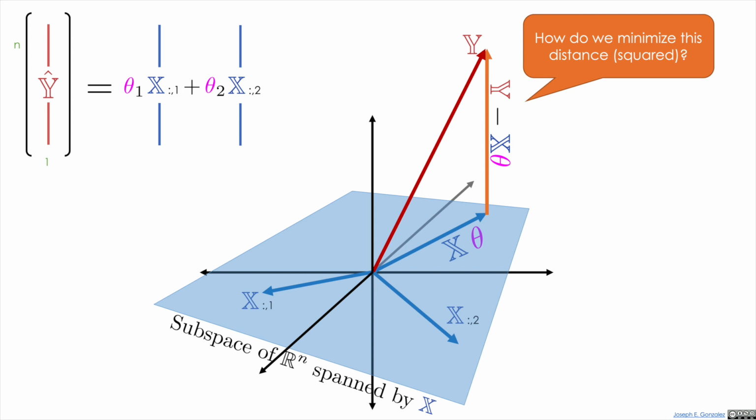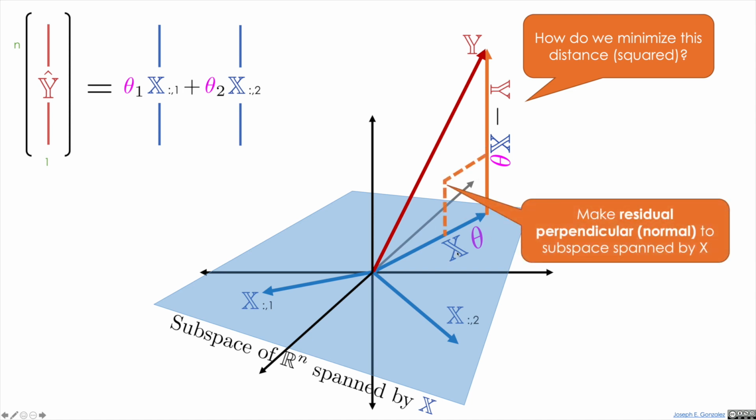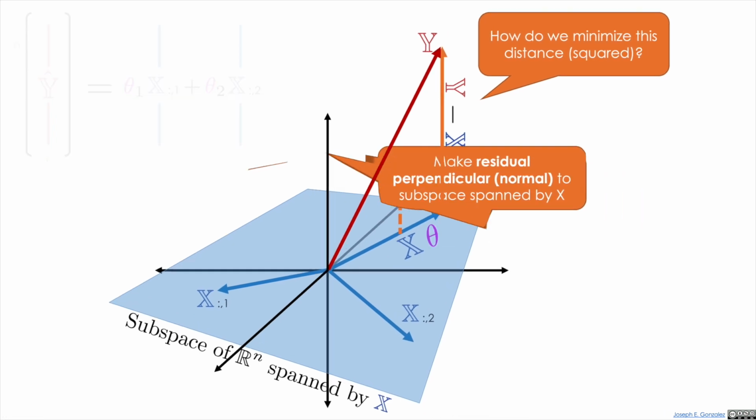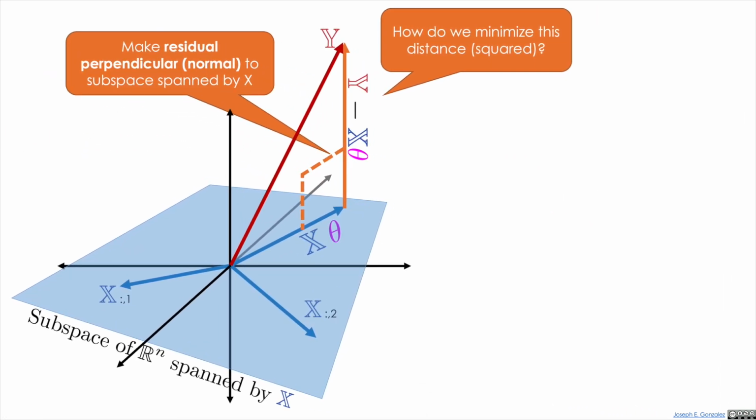One way to do that would be to make sure that this residual vector is perpendicular to this vector space. So we want to make sure that the length of this vector is as short as possible. So we want this point in this two-dimensional vector space, so this point right here, really determined by x times theta, to be as close as possible to this y while staying inside of this plane. And we can do that when this line here is perpendicular to this plane. So we want to make the residual perpendicular to this two-dimensional subspace.